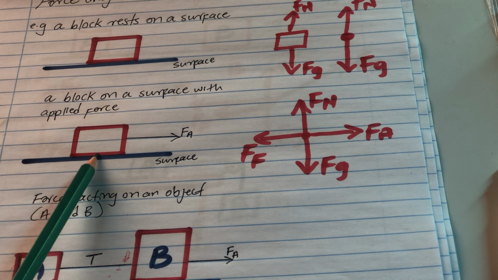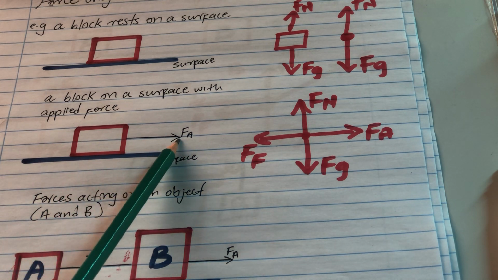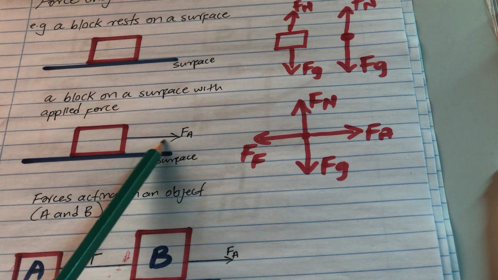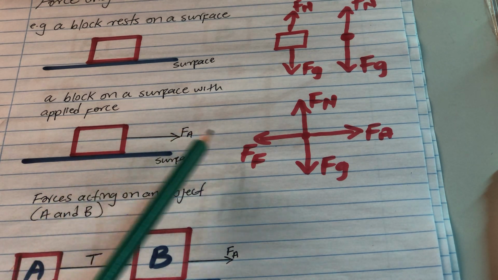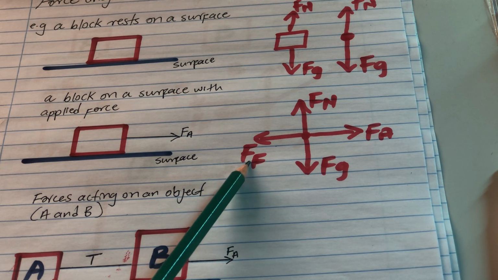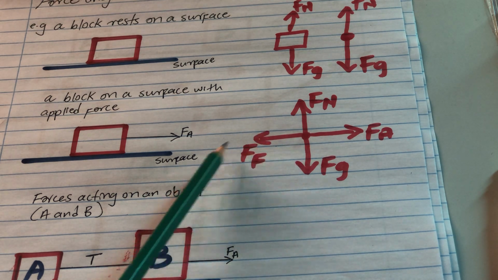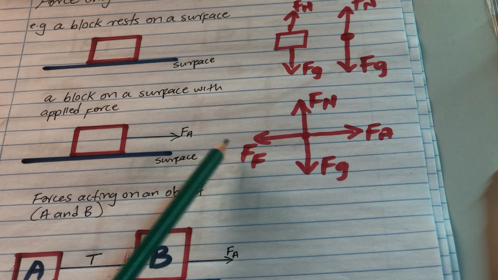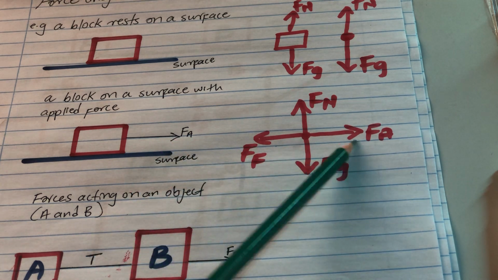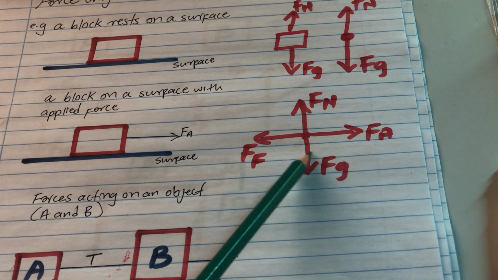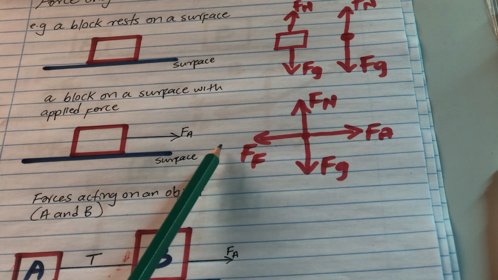which is opposing the applied force. That force which is opposing the applied force is called frictional force. So it acts in the opposite direction, opposite of Fa. That's why we have Fa pointing to the right, Ff pointing to the left.